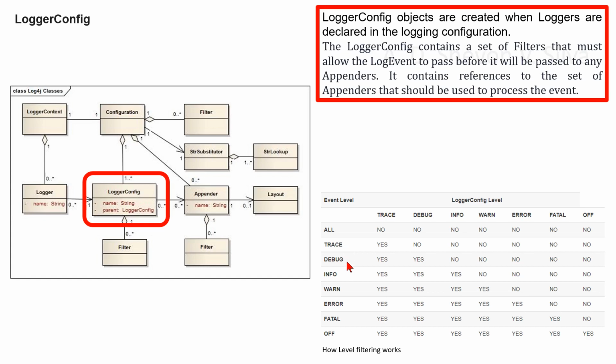Debug, a general debugging event. Info, an event for informational purposes. Warn, an event that might possibly lead to an error. Error, an error in the application, possibly recoverable. Fatal, a fatal error that will prevent the application from continuing. Off, no event will be logged.